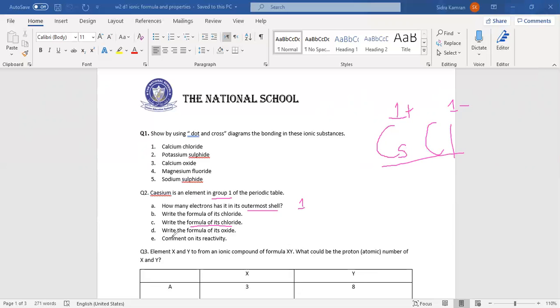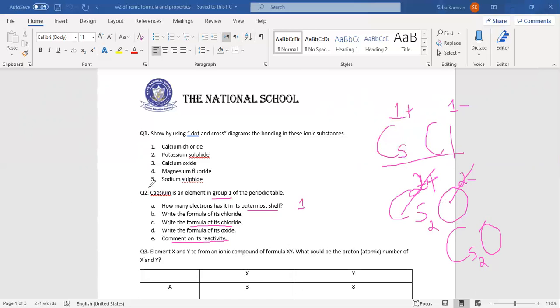Part D of question number 2 is: write the formula of its oxide. So for cesium oxide you have to write oxygen. Oxygen has a valency of 2 minus and cesium has +1. So you have to cross exchange. So you have to take 2 atoms of cesium to make a neutral ionic compound. In this way it becomes 2 plus and 2 minus, so they cancel out their valencies and become a neutral ionic compound. The last one is: comment on its reactivity.